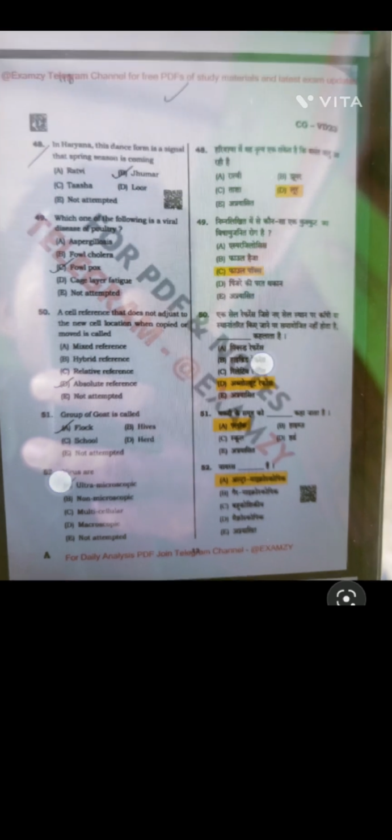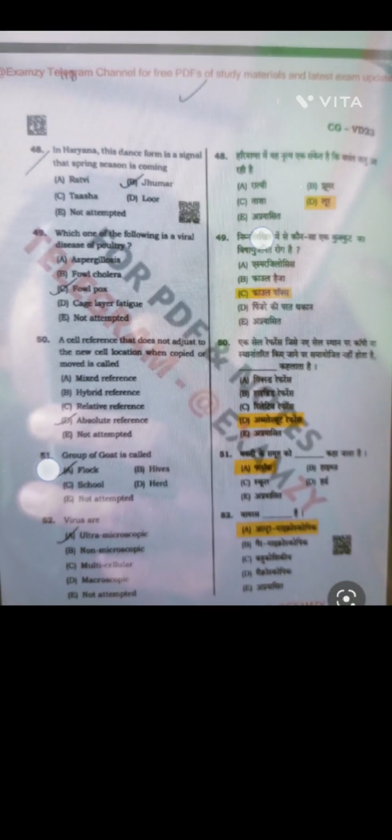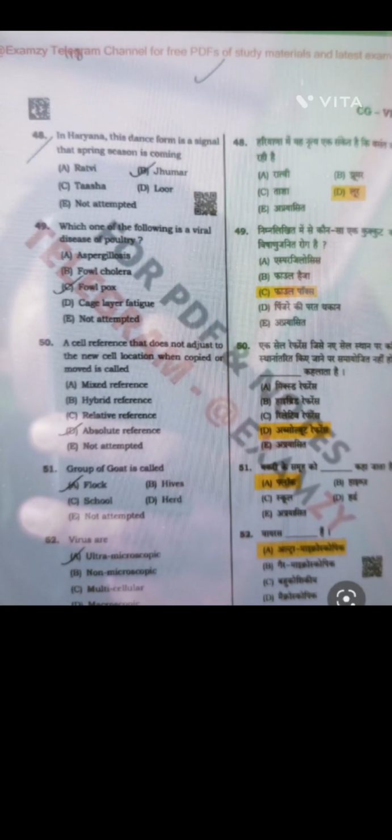A cell that does not adjust to the new cell location when copied or moved is called an absolute reference. Okay, so the next question.